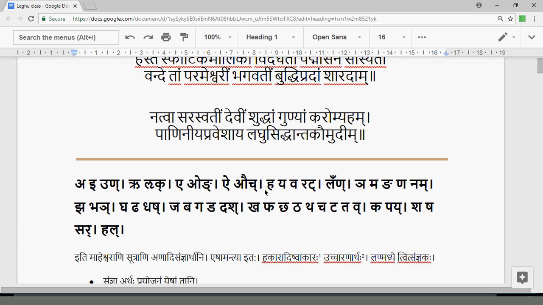Maheshvarat agatani, Maheshvarani. Maheshvara sambandhi sutras are what? What is the connection between the sutras and Maheshvara? Maheshvara is Shankara, and from him they have come. Therefore they are called Maheshvara. Maheshvarat agatani sutrani Maheshvarani iti uchyante. These are 14 sutras. So please chant.